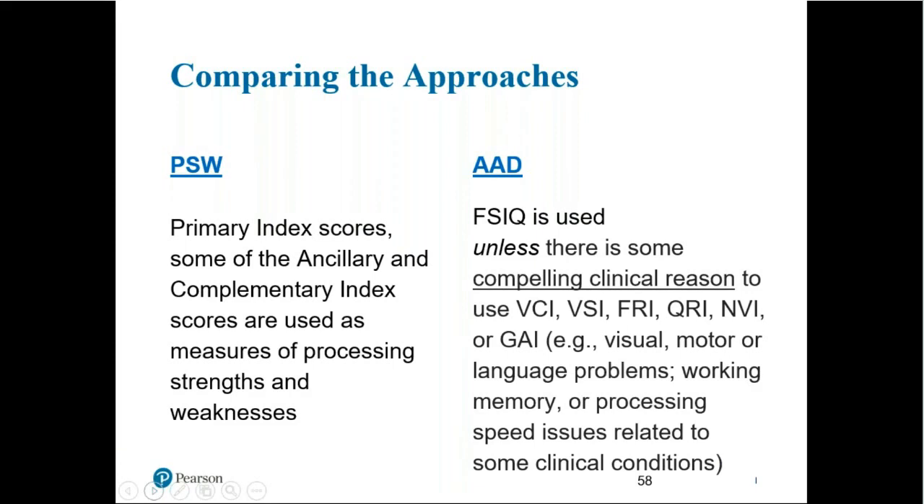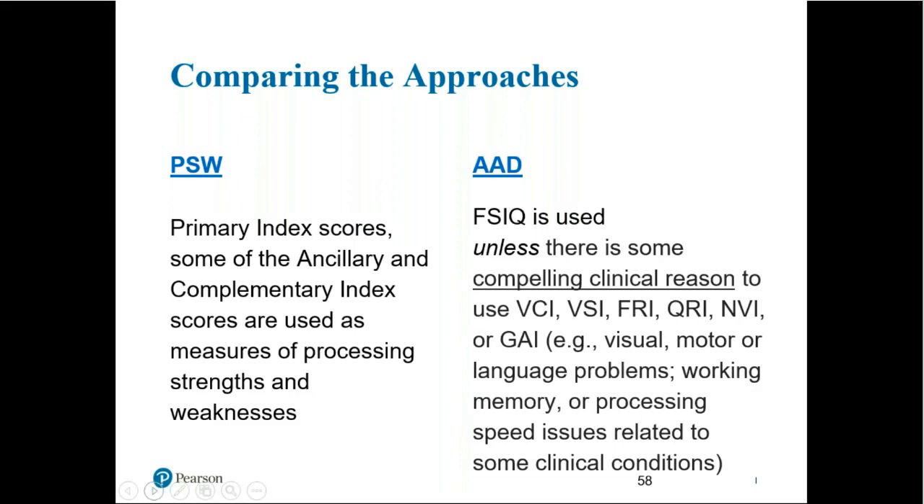So for the patterns of strengths and weaknesses, our primary index scores, or some of the ancillary and complementary scores, are used as measures of processing strengths and weaknesses. This is in comparison to the ability achievement discrepancy, which ultimately uses the full scale IQ unless there was some compelling clinical reason to choose one of the other ones.